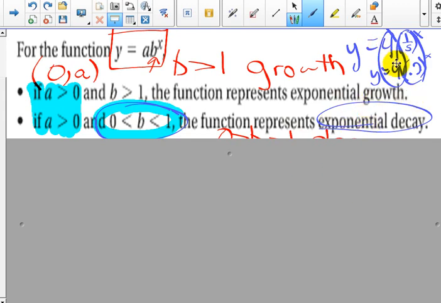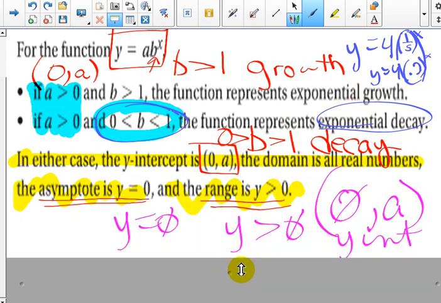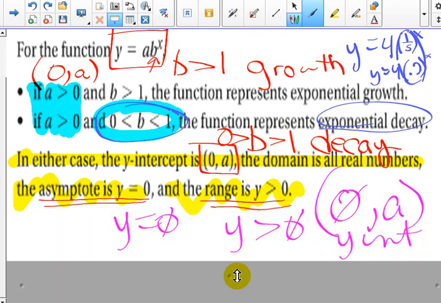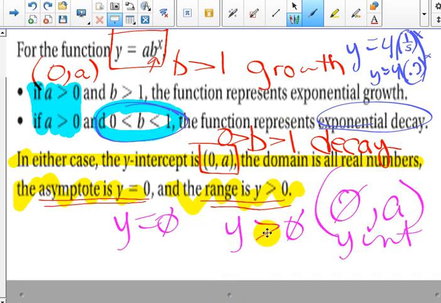Look at number 5. Wait, let me make sure there's nothing else I need to show you. Oh, one other thing I need to point out before we do this. In either of these cases, whether you've got growth or decay, you've got a y-intercept that's 0, a. So your a value is always going to be that y-intercept. So here for your y equals 4 times 0.2 to the x, my a value is 4. So the intercept to this would be 0, 4.